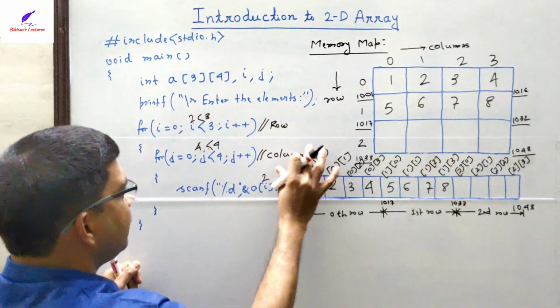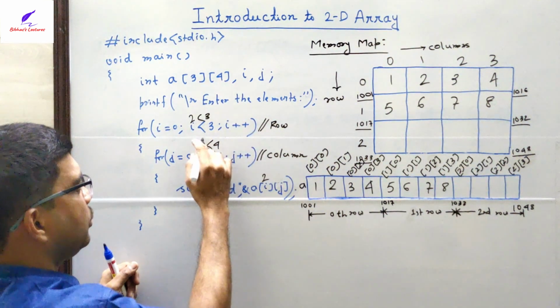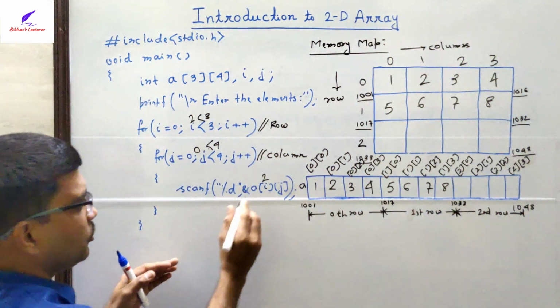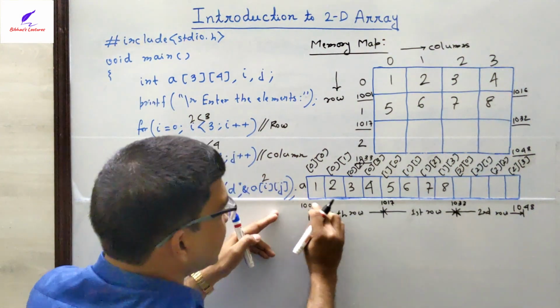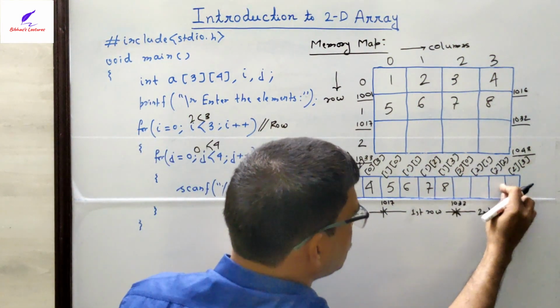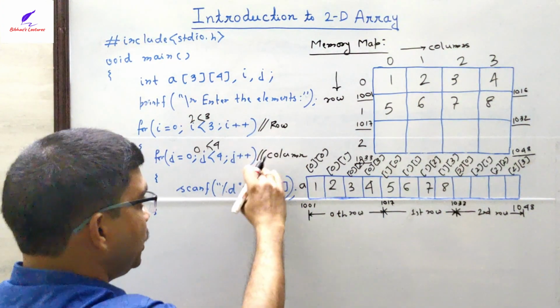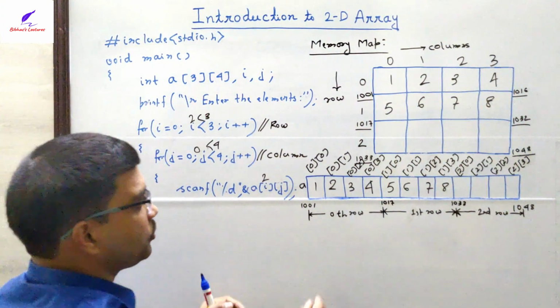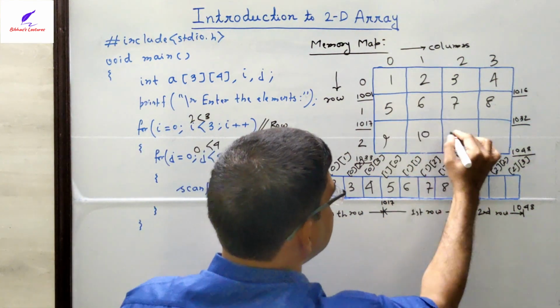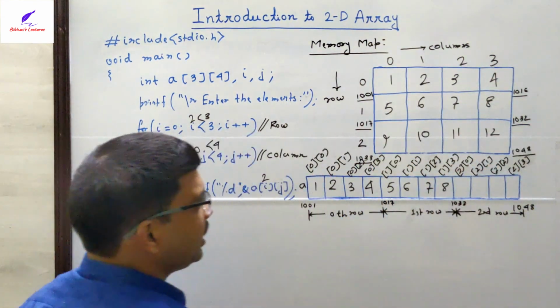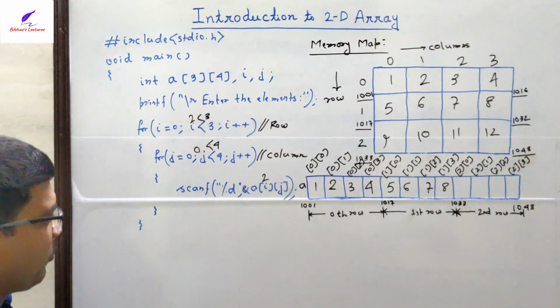Now j will again vary from 0 to 4, 0 to 3 actually, so a[2][0], a[2][1], a[2][2], a[2][3]. For these 4 times the loop will iterate and it will accept 4 values from the user. So suppose the values are 9 10 11 12. These are the 4 values it will take.